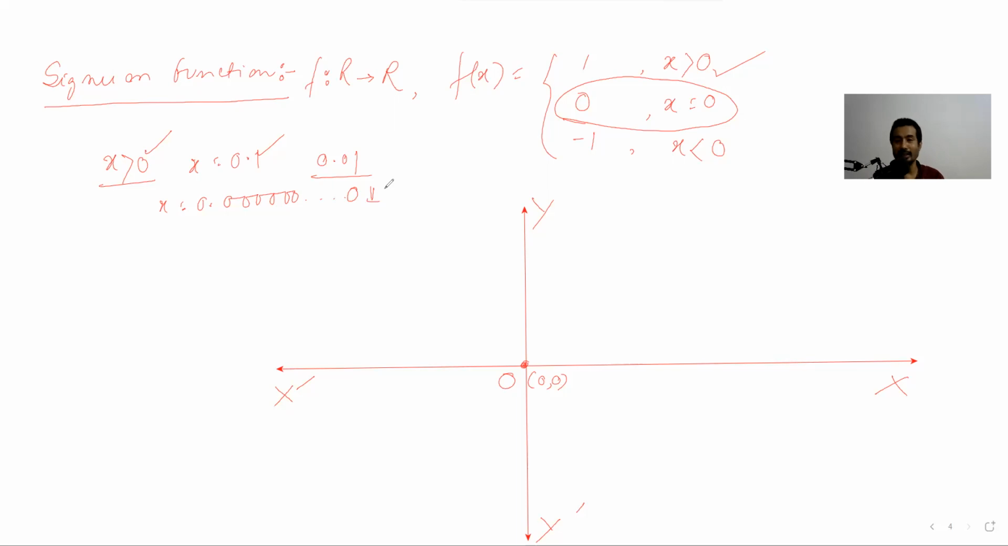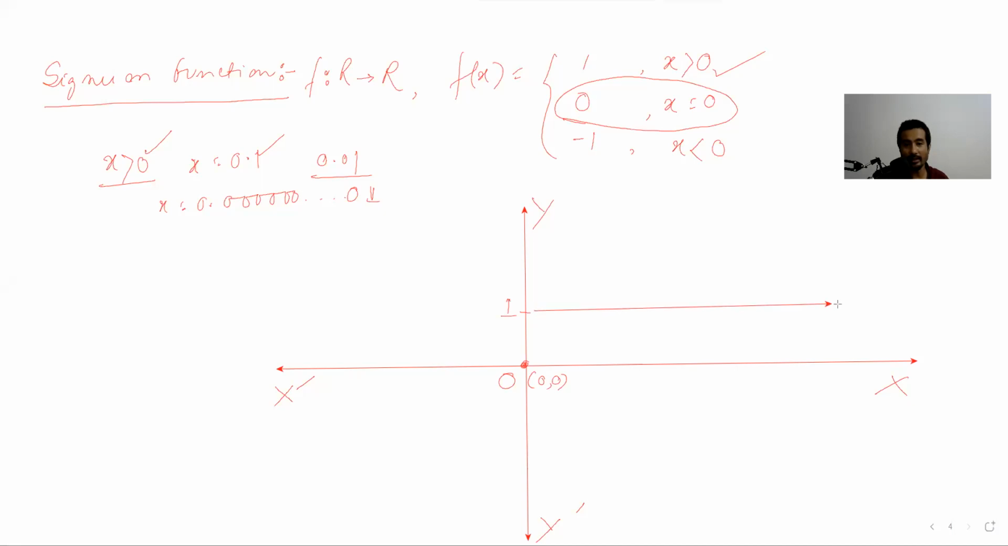And another thing is that if x is positive, then the image is 1. If x equals 1, the image is 1. If x equals 2, the image is also 1. If x equals 3, the image is 1. So for all positive values of x, the image will be 1. So say this one is 1 on the y-axis. Now, as the graph, we will have a line like this.